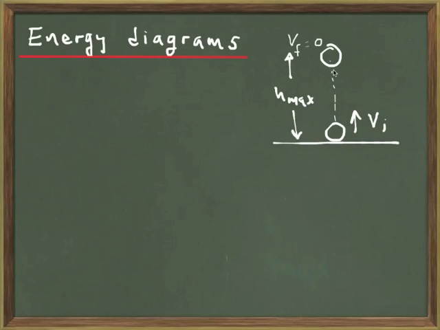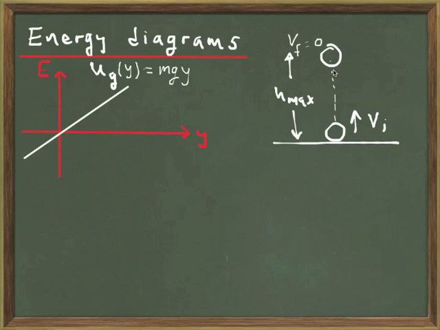Okay, so let's talk about energy diagrams. Let's start with a simple situation, which is, say that you throw a ball in the air with some initial velocity, and the ball is going to stop at some h max, where the velocity of the ball is going to be 0. So let's do a plot of the potential energy of that ball.